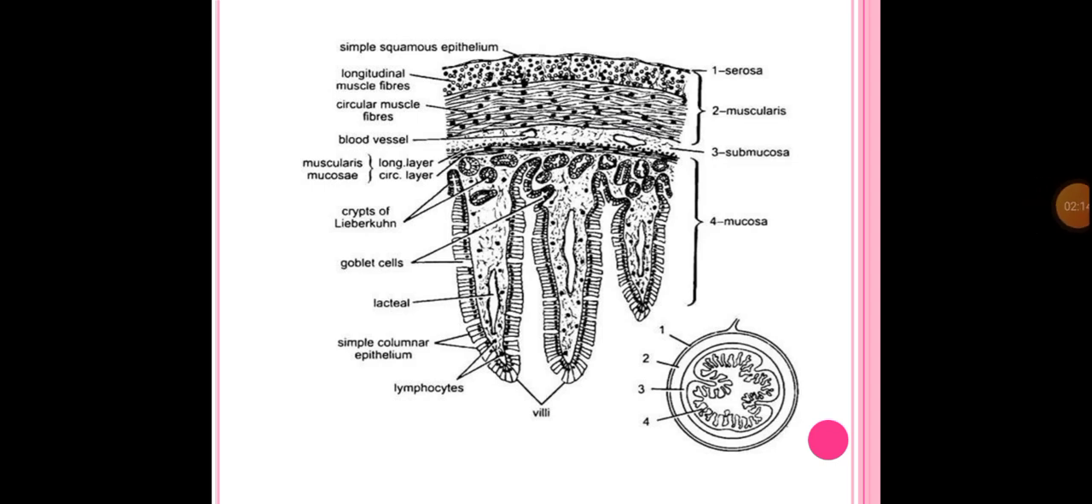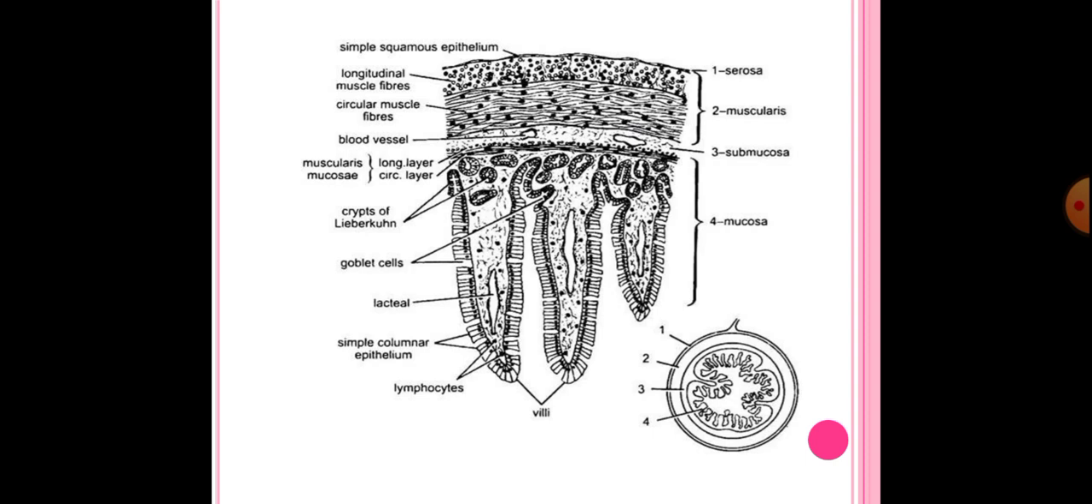As we have discussed earlier, there are four layers in the lining of the gastrointestinal tract. The innermost is the mucosa, followed by the submucosa. External to the submucosa is the muscularis externa, and finally the outermost is the serosa. The specialty of the linings is in the mucosa. The mucosa is further composed of the epithelium, followed by the lamina propria and the muscularis mucosa.